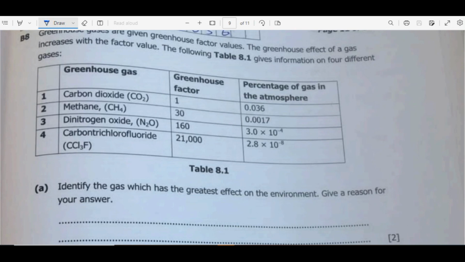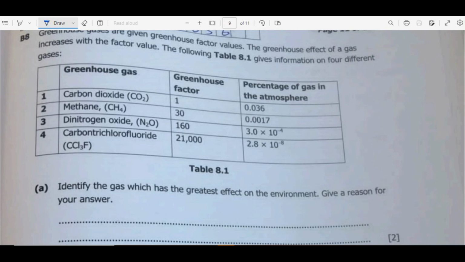Greenhouse gases are given greenhouse factor values. The greenhouse effect of a gas increases with the factor value. The following table 8.1 gives information on 4 different gases. Here we are looking at the effect of greenhouse factors toward the climate. That's why we have the climate change.